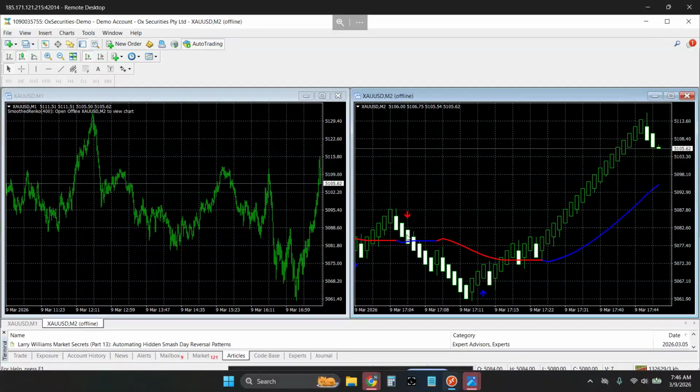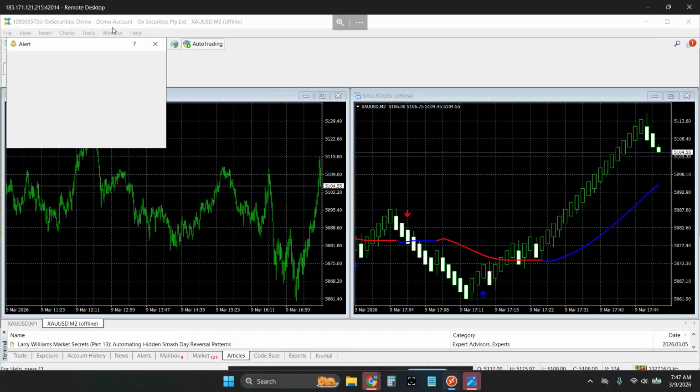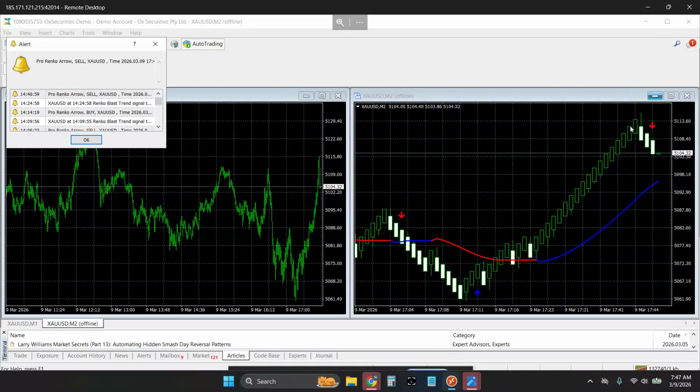But the only time a brick gets printed is if price moves a certain fixed distance of pips. All right, so it doesn't matter how many minutes or hours or even days have gone by. If price hasn't moved a certain amount, then there will not be a new brick. But anytime price does move a certain amount, then you will get a new brick. All right, see, and we got a sell signal right here.